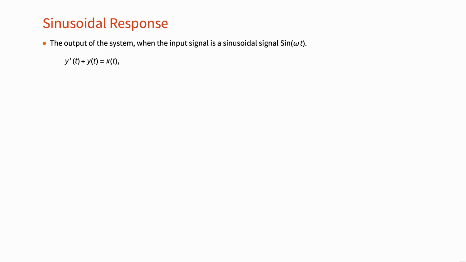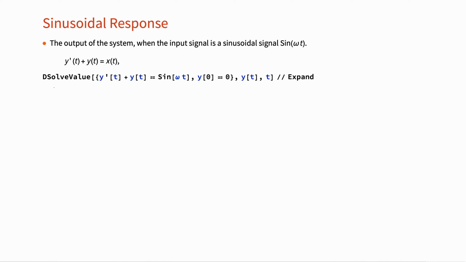The final type of system responses that we study in this lesson are sinusoidal responses. A sinusoidal response is simply the output of the system when the input signal is a sinusoidal function, let's say sine of omega t. As an example, let's find the sinusoidal response of the system modeled with the differential equation shown here. Using the Wolfram language, we set the input to sine of omega t and set the initial conditions to 0.